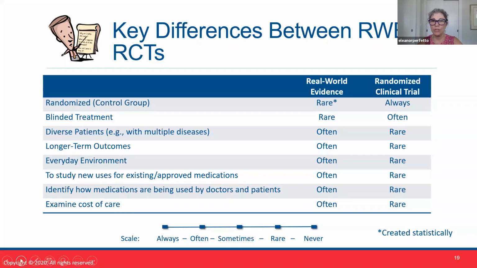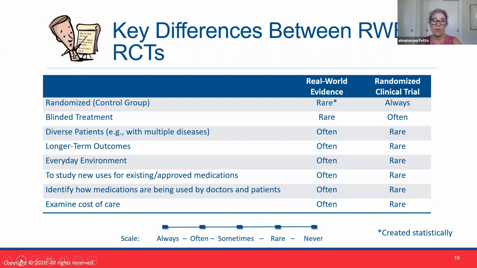In traditional trials, you pretty much always see randomization. You very often see that the patients and the clinicians are blinded to treatment. But you don't see very often in trials diverse patients, but you would see that with real-world evidence. In real-world evidence, you can see longer-term outcomes. That would be rare in a clinical trial. Real-world evidence comes from the everyday environment. That would also be rarer in a clinical trial.